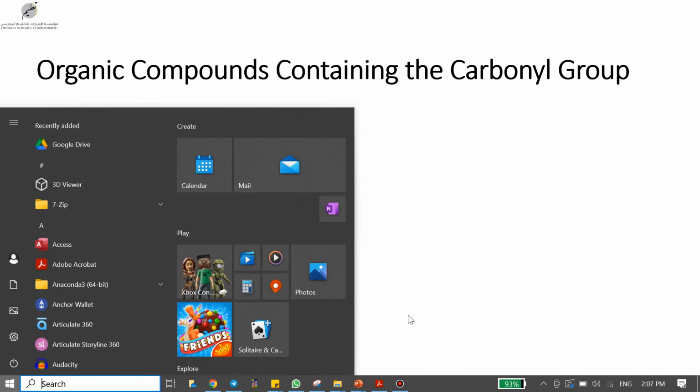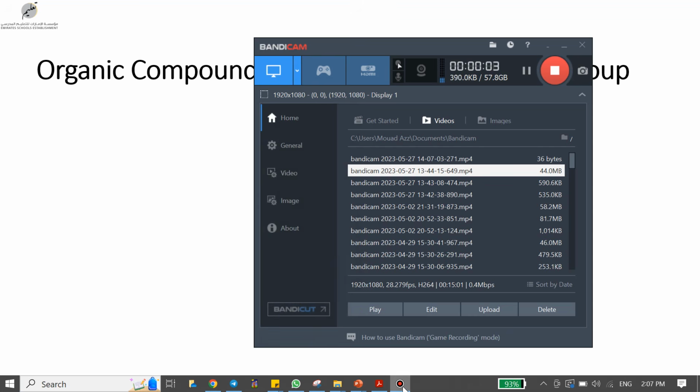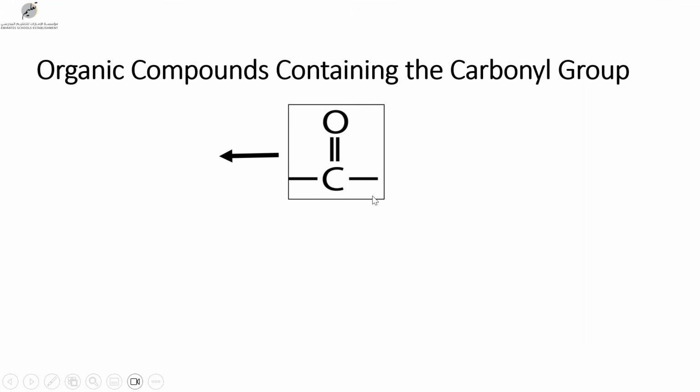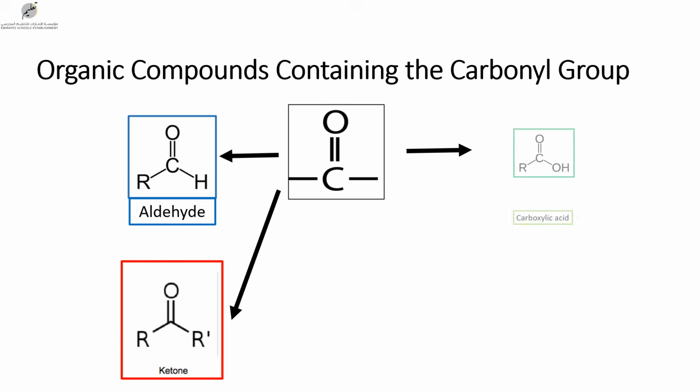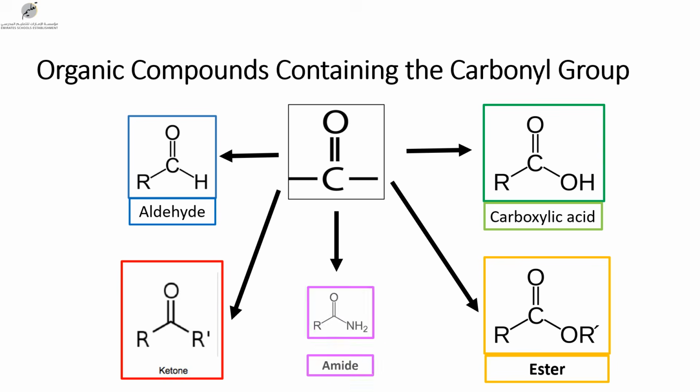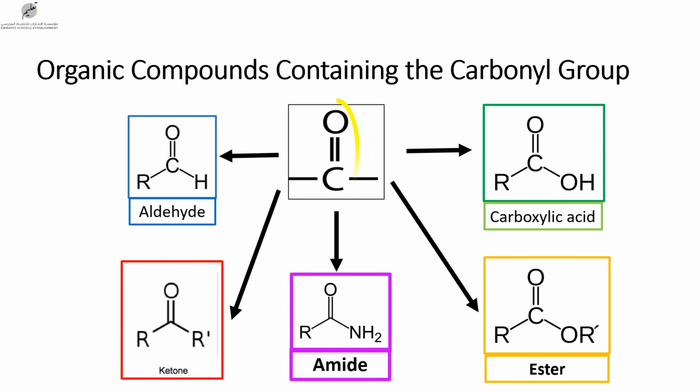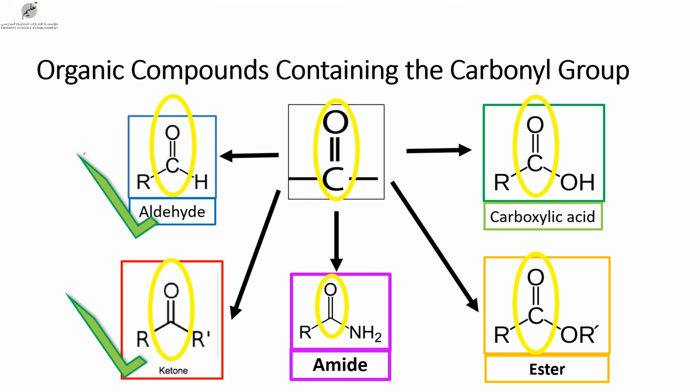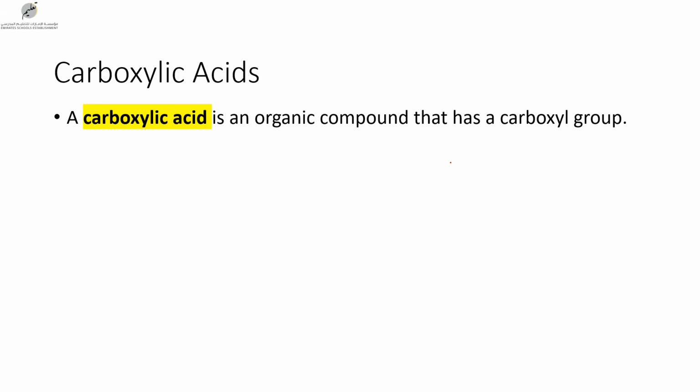Okay, so what we are going to do now is we are going to continue with carbonyl compounds. What we have done so far is that we have covered aldehydes and ketones. Okay, now we will go to carboxylic acids, right? So what are carboxylic acids? What's a carboxylic acid? A carboxylic acid is an organic compound that has a carboxyl group.